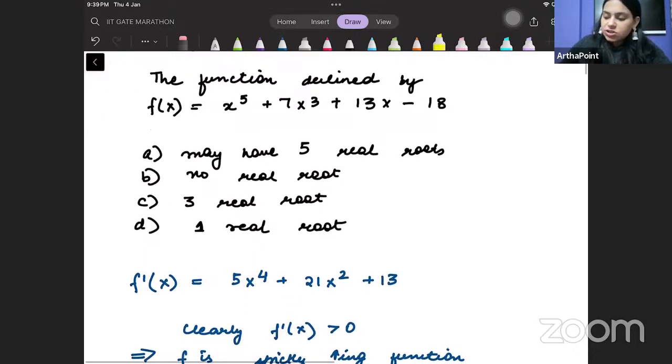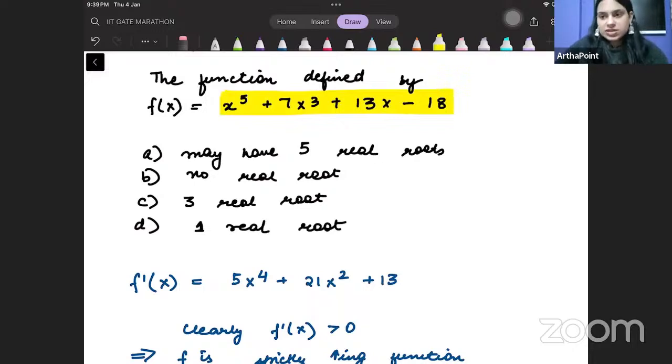It says the function is defined. I don't know why I wrote declined. The function defined by, you're given a function and it is asking how many roots this function has. Does it have 5 real roots, no real roots, 3 real roots, or 1 real root? That's the question.